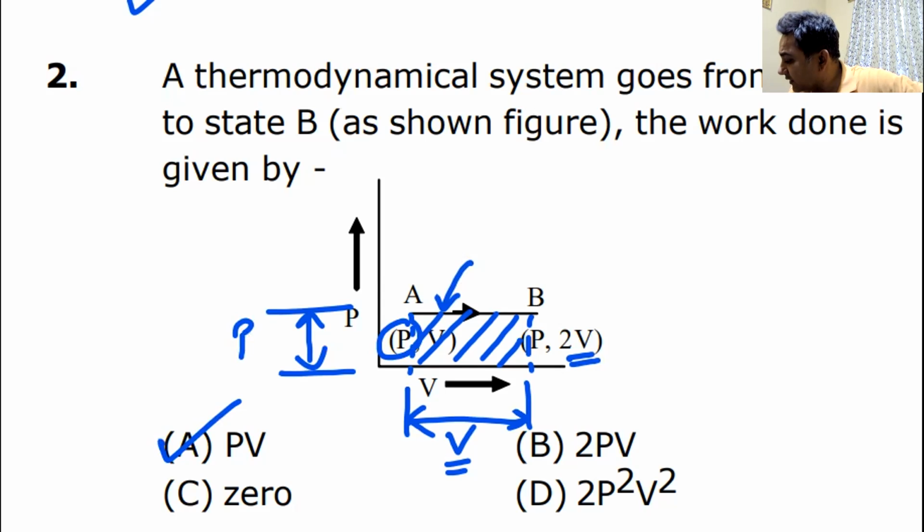Please listen and solve these questions carefully because, as I have told you, one of these questions will be there in your examination hall. Let me see who gives me this.